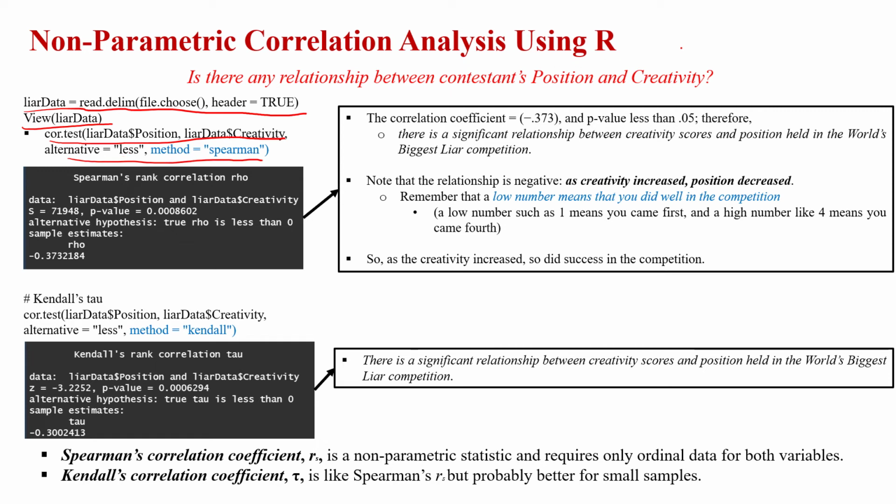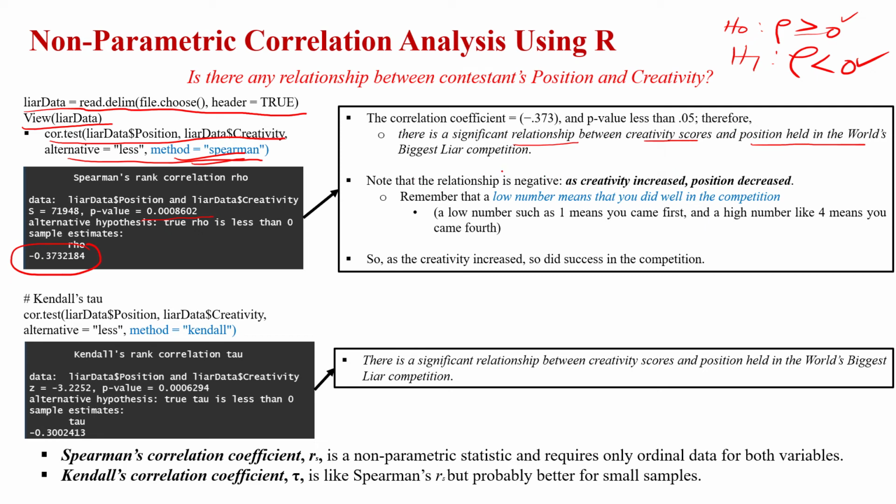The H naught is rho is greater than or equal to 0, whereas the alternative is rho is less than 0. So over here I am saying that they have a positive relationship or no relationship, whereas over here we are saying that there is a negative relationship between these two variables. Once I have run this by writing Spearman's, I am getting these values. So rho is negative, this one. From this we can easily say that they have the negative relationship, and by default the alpha is 5%, this p-value is less than that, so we can easily conclude that there is a significant relationship between the creativity score and the position held in the world's biggest liar competition. So they have the negative relationship, right?